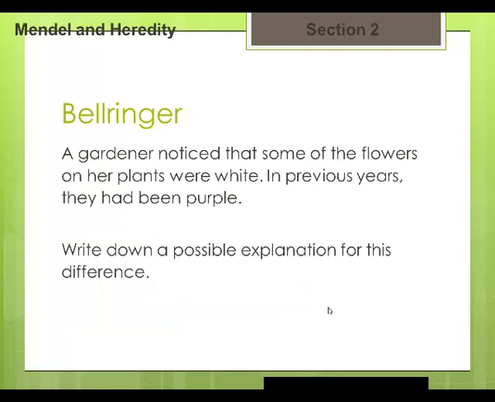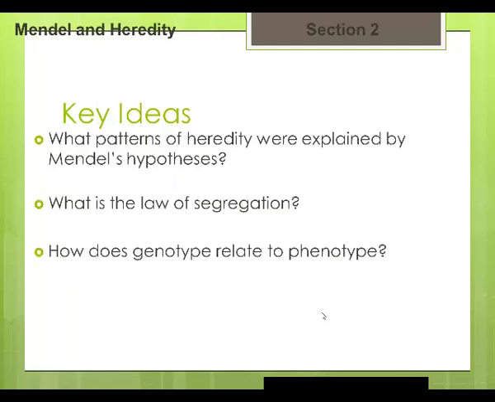So our bell ringer: our gardener noticed that some of the flowers in her plants were white. In previous years they had all been purple. Write down a possible explanation for that difference. You should have done that in your warm-up for today.